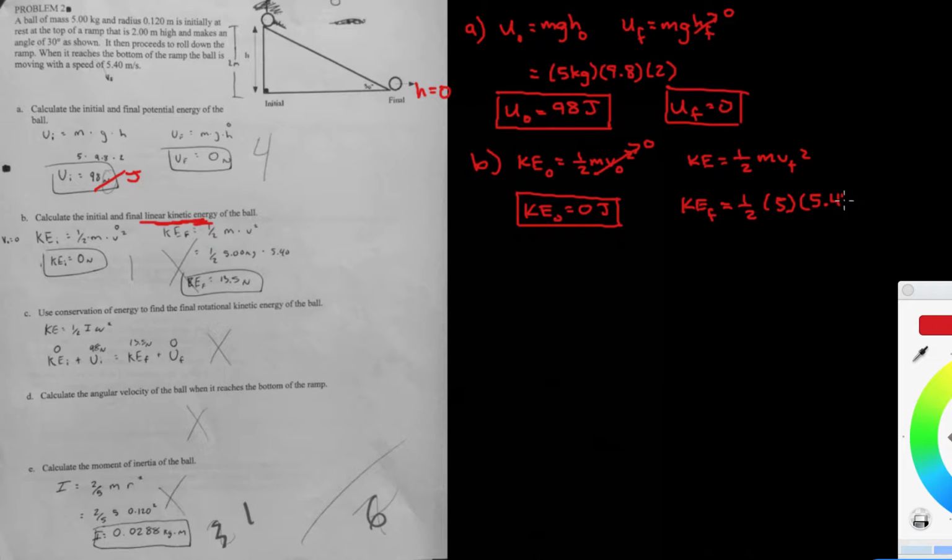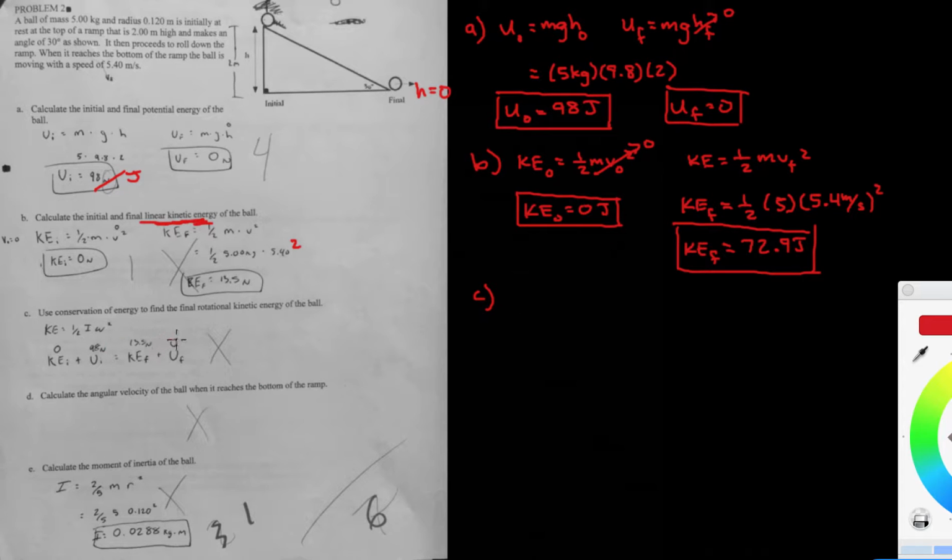You can square it. So 0.5 times 5 times 5.4 squared, 72.9 joules. Okay, part C.